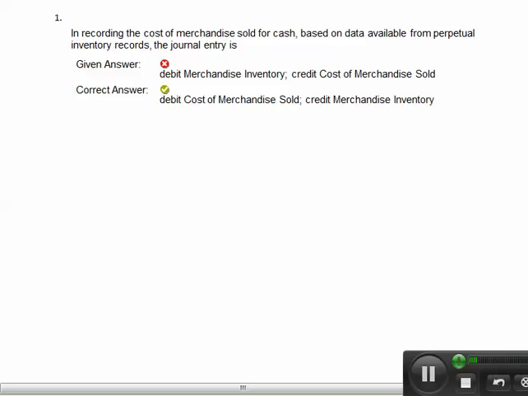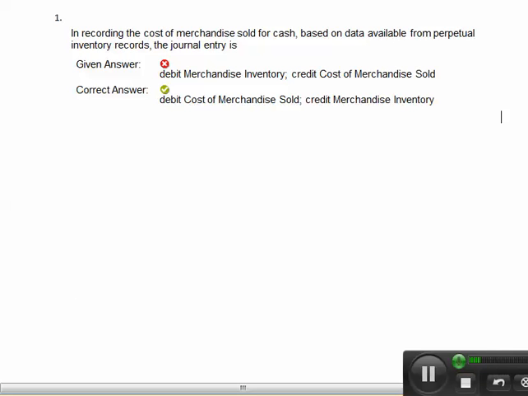Perpetual or periodic, what we used to do is everything would just be recorded as purchases down on the income statement, and then we'd periodically, as it says, say at the end of the year, go out and count and see what we have, and then we'd make an adjustment. But this one continually adjusts it for us.